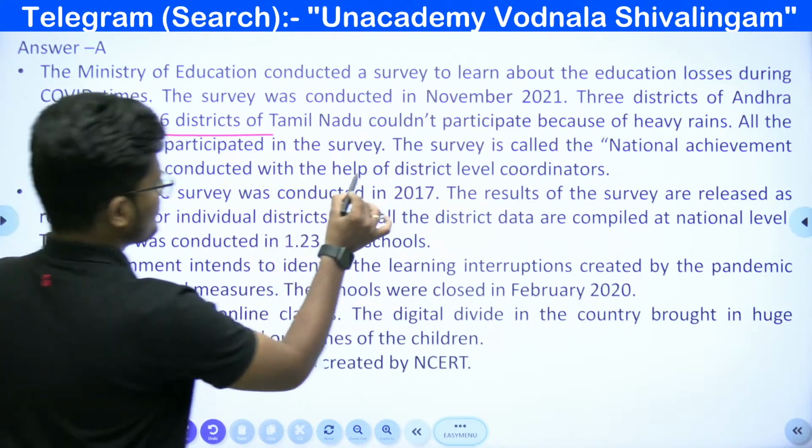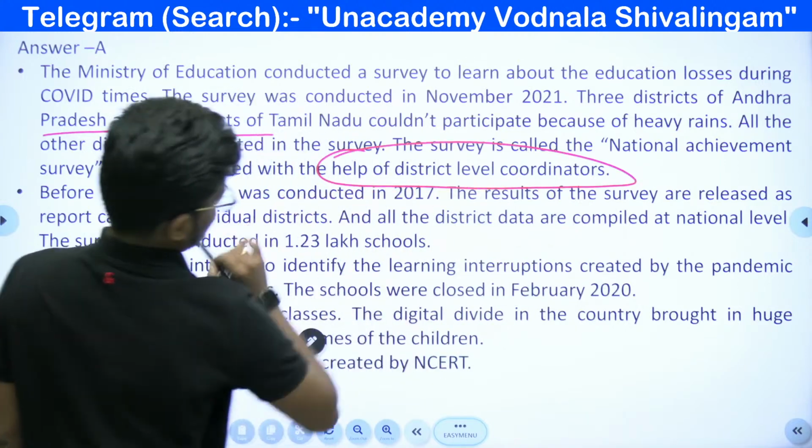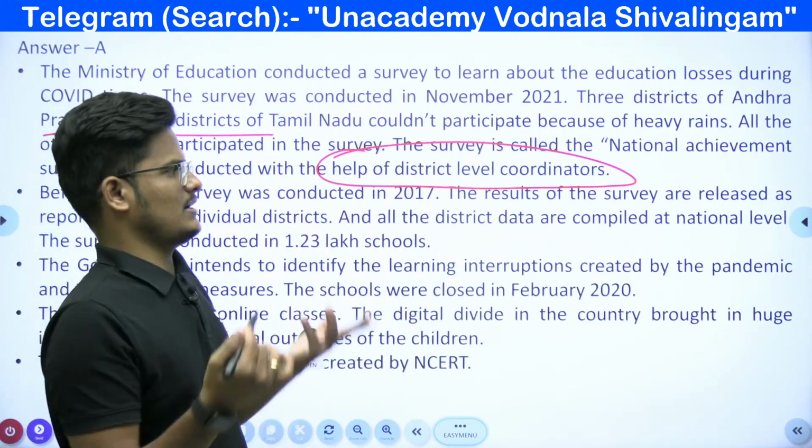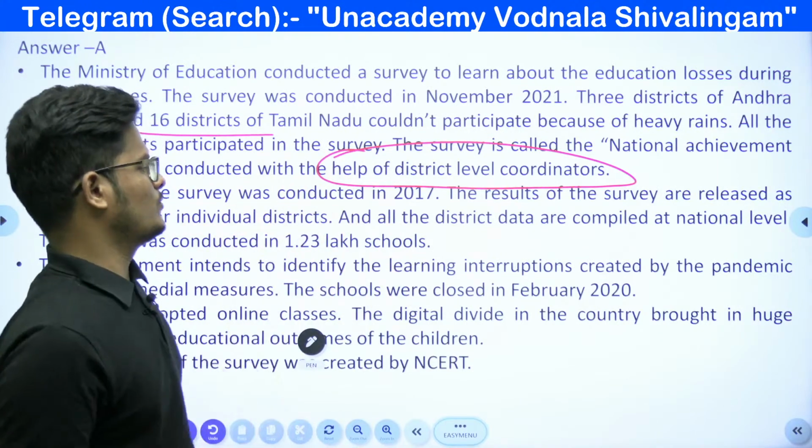It was conducted with the help of district level coordinators. What data these coordinators filled in and what output came, we don't know.